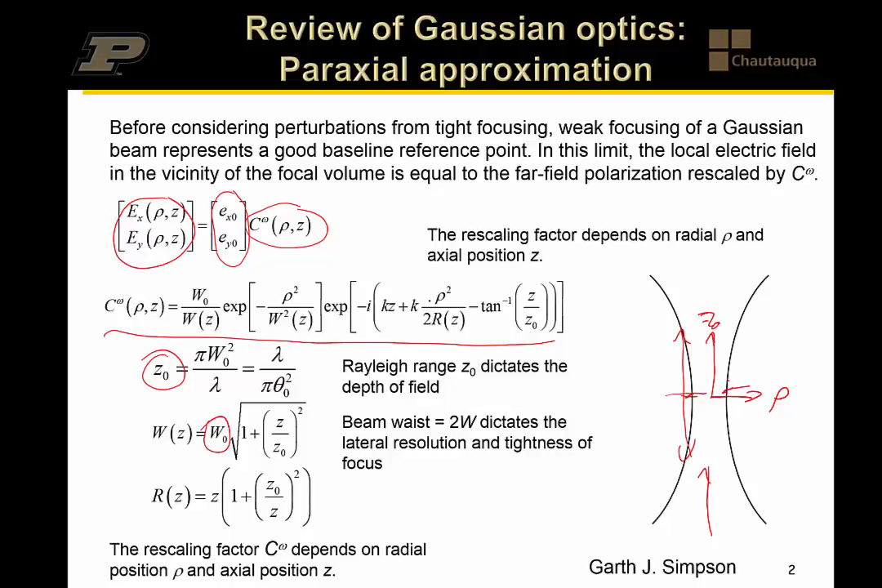And those two parameters are actually determined by the cone angle of the incident light, which is also dictated by the numerical aperture of the objective. So everything ties into that one parameter, the numerical aperture of the objective, and that dictates both z0 and w0. So if you know theta 0, you can generate all the rest of these and therefore describe the electric field as a function of position within the focal plane.